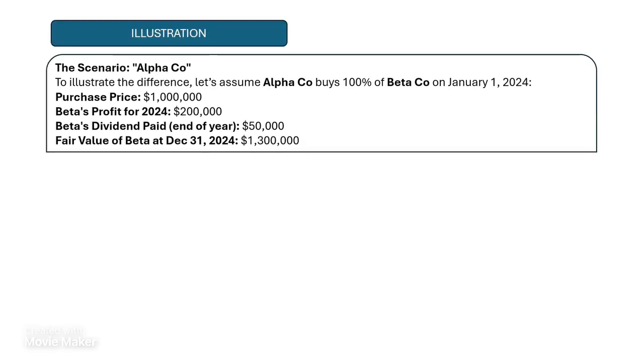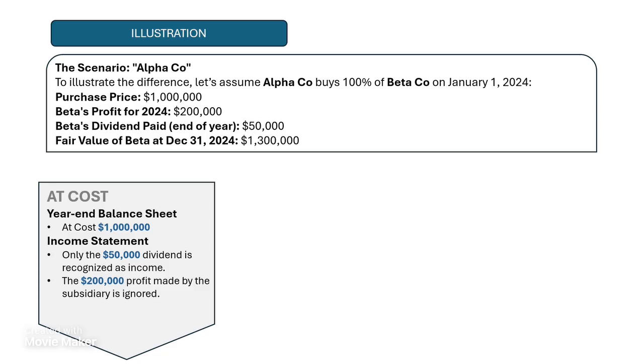Let me explain the three methods using an illustration. The scenario is Alpha company. Let's assume Alpha company buys 100% of Beta company on 1st January 2024 and purchases Beta company at $1 million. Beta's profit for 2024 is $200,000 and Beta's dividend paid at the year end to Alpha company is $50,000. The fair value of Beta at 31st December, which we call the year end, is $1,300,000.